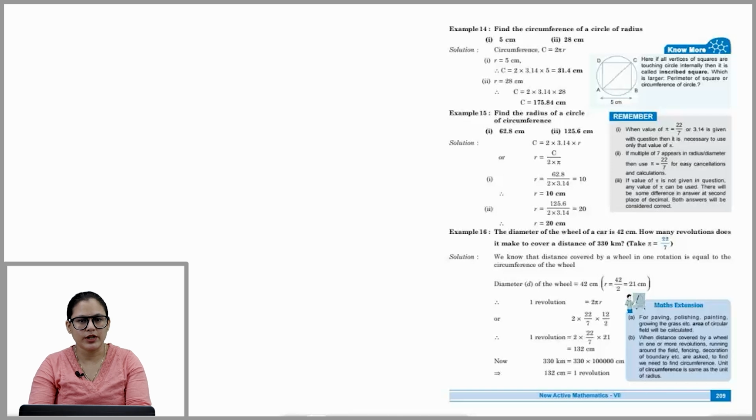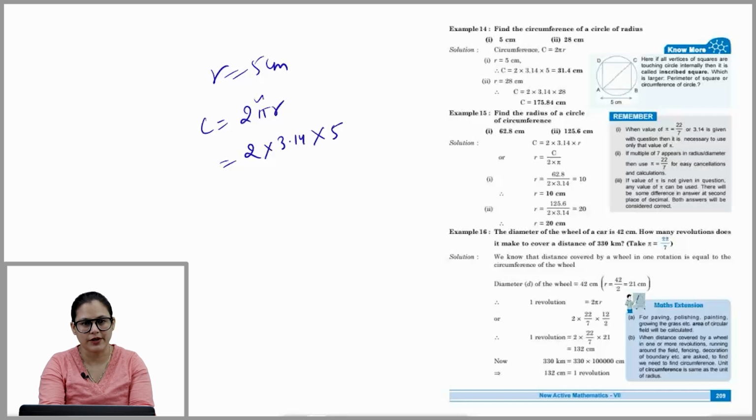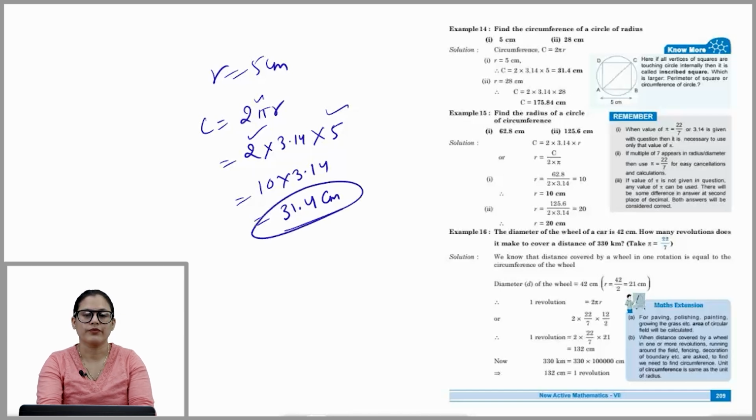Let's do example 14. Find the circumference of a circle of radius 5 centimeters. The circumference is 2 pi r. So you will take 2 into pi, where pi is 3.14, into radius 5. So 2 into 5 is 10, into 3.14, gives 31.4 centimeters as the circumference.